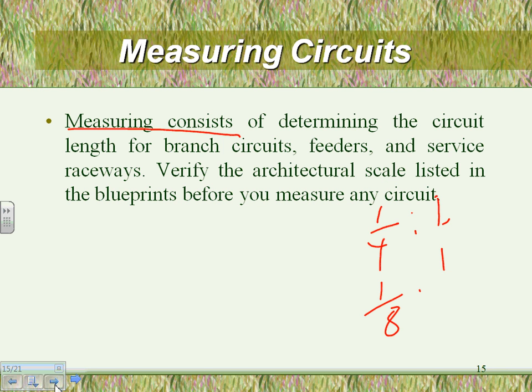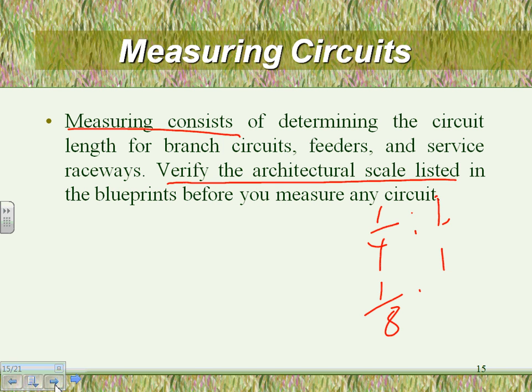You can make a feeder that's supposed to be 100 feet come out as 20 feet if you use a different scale. What's wrong with that, Chad? It's supposed to be 100 feet in real life, and you're taking it off as 20 feet. Big deal. Scale. You can't believe it. Verify the architectural scale listed in the blueprints. And not only the listed one, because sometimes it's written 1/4. You have to verify it.